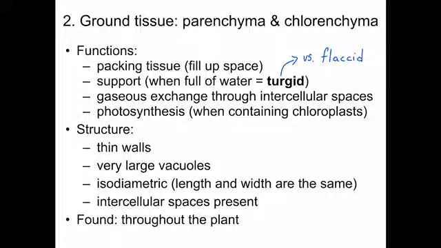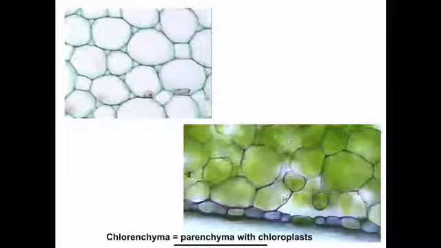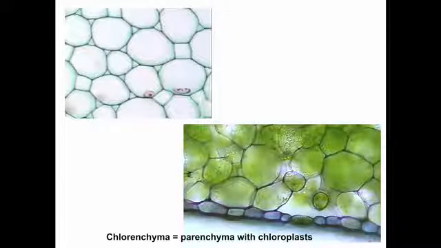And as I said to you, there are intercellular air spaces, or intercellular spaces filled with fluid depending on where it is, and they're found throughout the plant. So if you have a look, top left is parenchyma, bottom right is chlorenchyma, and they are roughly isodiametric, same top and bottom in terms of the diameter.